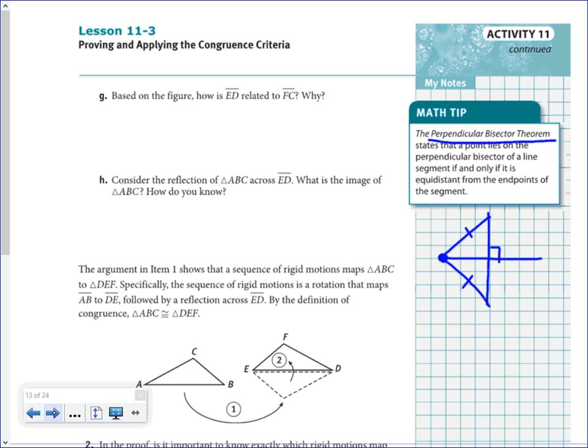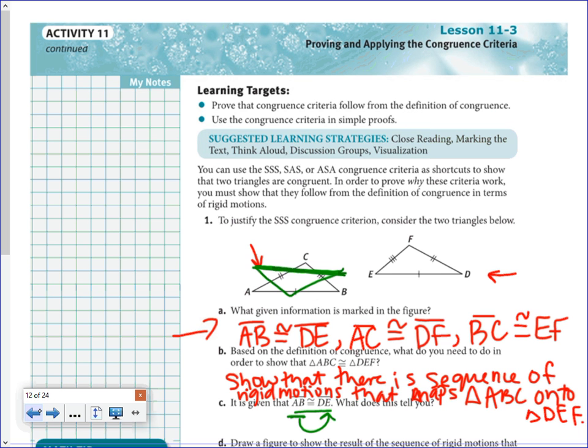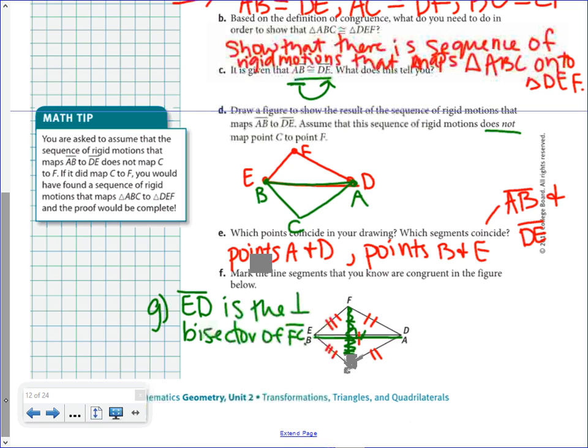So now looking at H. Consider the reflection of triangle ABC across ED. What is the image of the triangle? Well, if we take this bottom triangle and we reflect it across ED, the image is going to be triangle DEF.